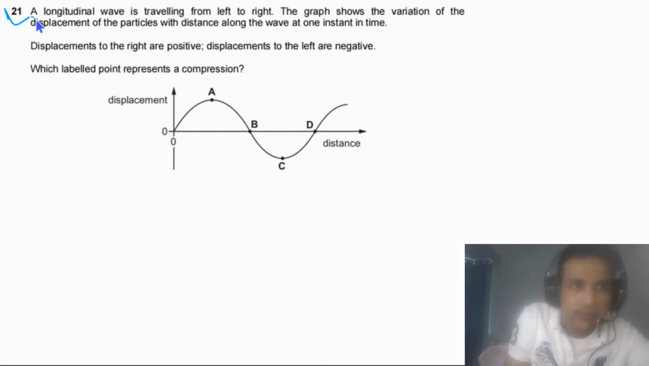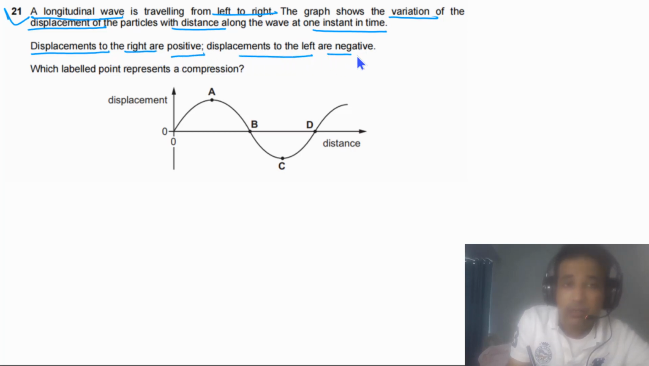Question 21 says a longitudinal wave is traveling from left to right. The graph shows the variation of the displacements of the particles with distance along the wave at one instant in time. Displacements to the right are taken as positive and displacements to the left are taken as negative. Which labeled point represents a compression?